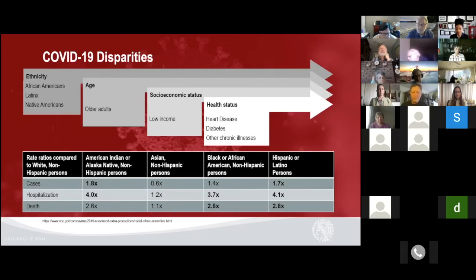And by November, and this data comes from CDC, and by November of last year, we found that the burden of this disease across different ethnicities is quite different. So each of these factors for cases, we found that American Indians, Alaska Natives were nearly 2 times more likely compared to Caucasians of developing COVID-19, 4 times more likely to be hospitalized.